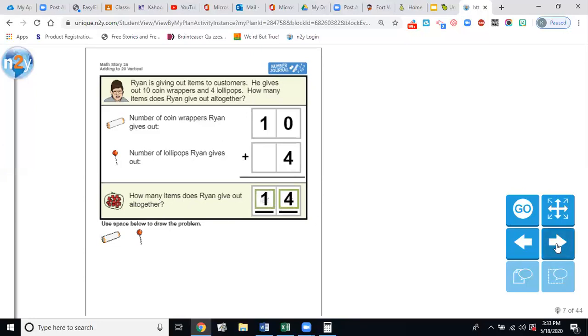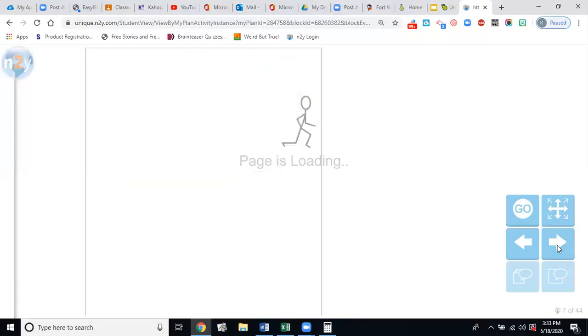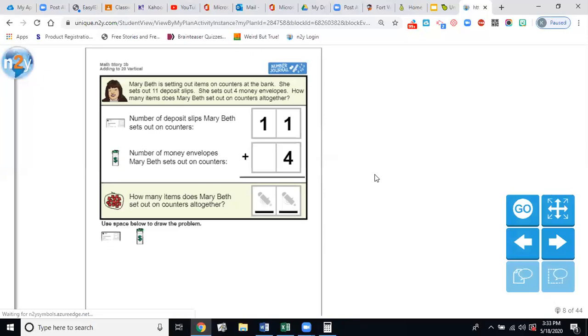Okay, let's do one more, and then I'll let y'all finish the rest of this activity on your own. Okay, Mary Beth is setting out items on counters at the bank. She sets out 11 deposit slips. She sets out 4 money envelopes. How many items does Mary Beth set out on counters altogether?